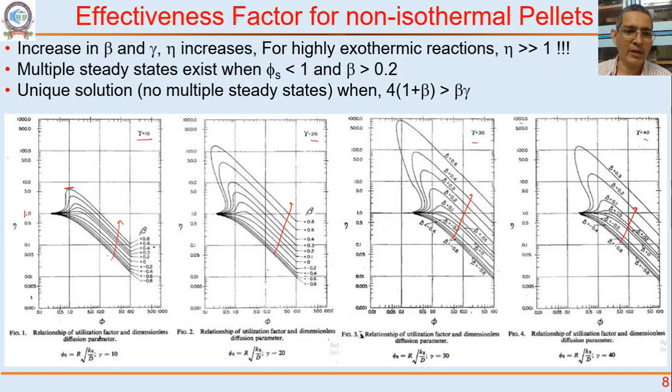Look at the peak for beta equal to 0.8 or so, can't see very clearly. It is about 8, 9. Here it is about 100, 150. This is about 1000. Effectiveness factor is 1000. Here the effectiveness factor is 2000, and this is all based on phi at the surface.